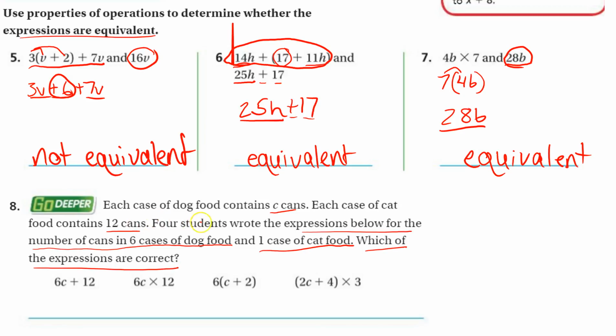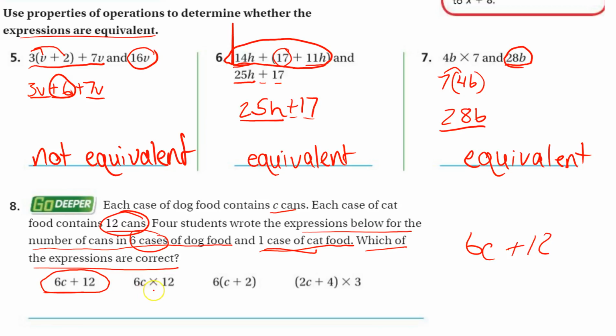So each case of dog food contains C cans, so we don't know how many cans, but they're buying 6 cases, so 6 times however many cans are in each case. And 1 case of cat food, and cat food they told us contains 12. So that's what I want. 6C plus 12, I see that here.